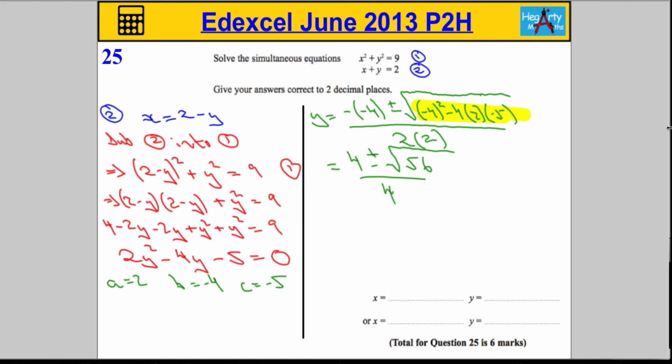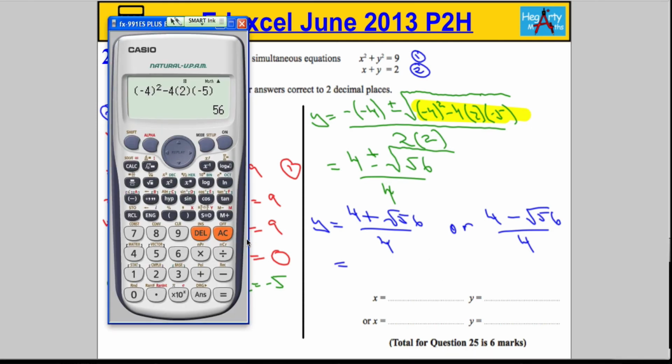So let's break that apart now. We're going to have two problems. We're going to have to work out y, which could be either 4 plus root 56 over 4, or it could be 4 minus root 56 over 4. So let's see how that works out. Taking out the calculator, let that do most of the work. Dealing with a fraction, 4 plus square root 56 all over 4. That's going to work out to be, let's go 2 decimal places here, 2.87.